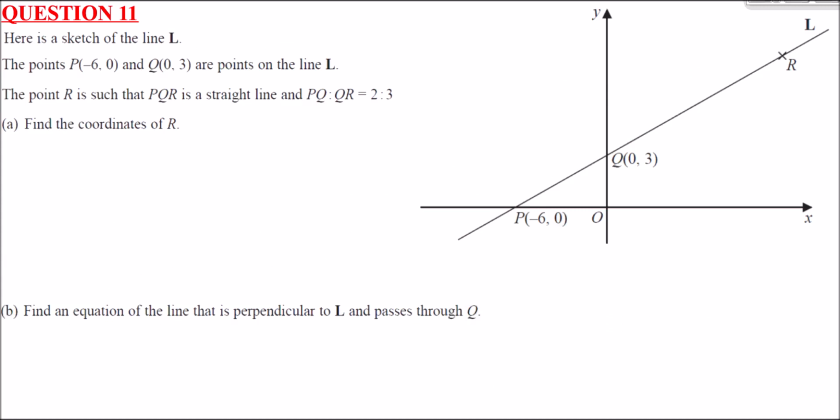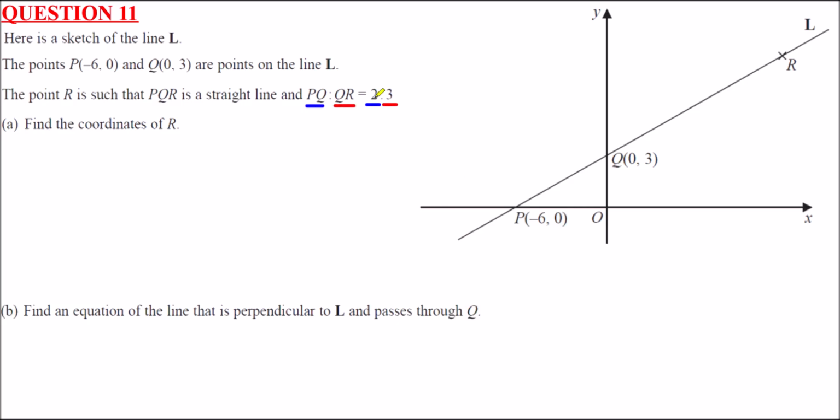Question 11, we've got a sketch of a straight line L. We've got points P, which is at -6, 0, and Q, which is at 0, 3, which are points on this straight line called L. And then the point R over here is such that the line PQR is a straight line, so R is on the straight line L as well. And the ratio of the length of PQ to QR is 2 to 3. This is the bit we're going to focus on now, and this will tell us what the coordinates of R essentially are.